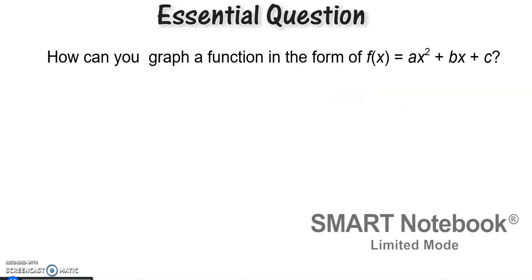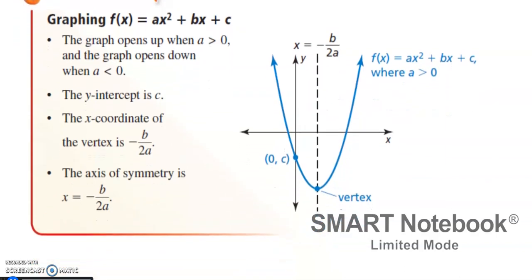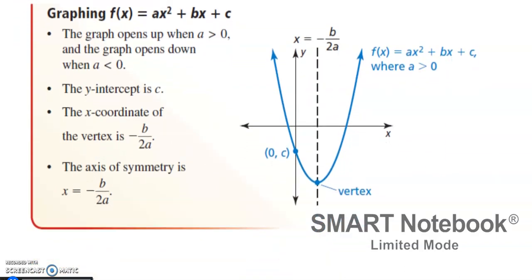So today's essential question is, how can you graph a function that's in the form f of x is equal to ax squared plus bx plus c? We also can see that as y is equal to ax squared plus bx plus c as well. So here is one of the core concepts, so please pause the video, copy down the notes, because I'm going to be drawing on them as we go through, and resume when you're ready to hear some notes explained.